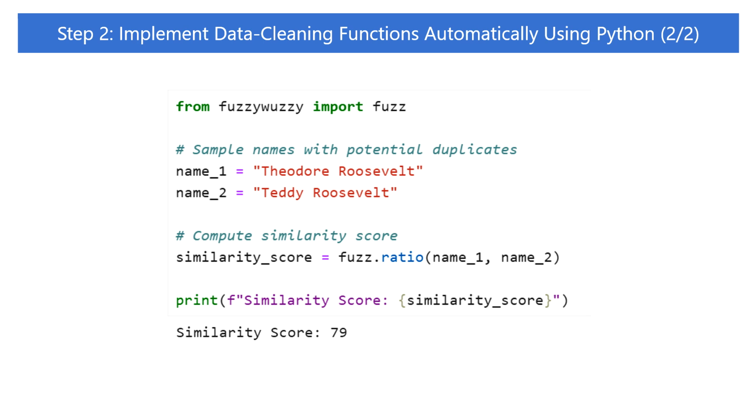This method is useful for detecting potential duplicates when exact matches are not feasible due to spelling variations or abbreviations. A high similarity score suggests that the records might be duplicates and should be merged rather than deleted.